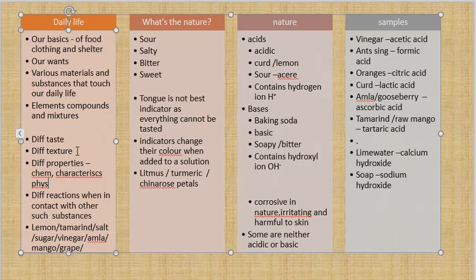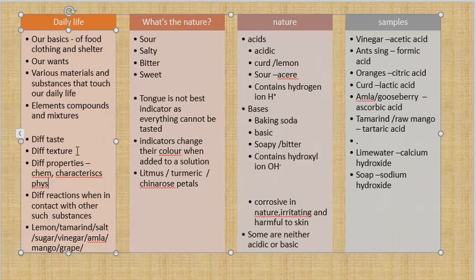Bases. Baking soda is an example of a base. It has a basic taste or basic behavior. It is soapy or bitter in taste. It is not sour like an acid, but soapy. And it contains the hydroxyl ion. What is the hydroxyl ion? OH. For a base, you will have a negative OH minus. Hydroxyl is OH minus, while hydrogen is H plus. Acids will have a positive ion, bases will have a negative ion. Acids will have a hydrogen ion, bases will have an OH ion, the hydroxyl ion.